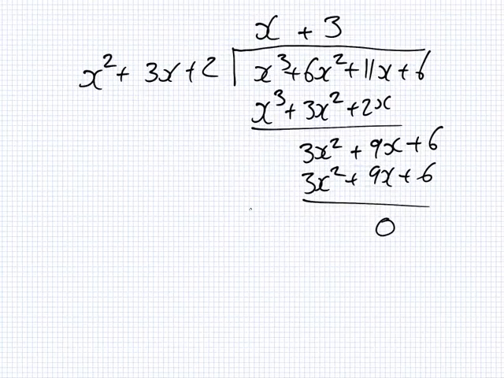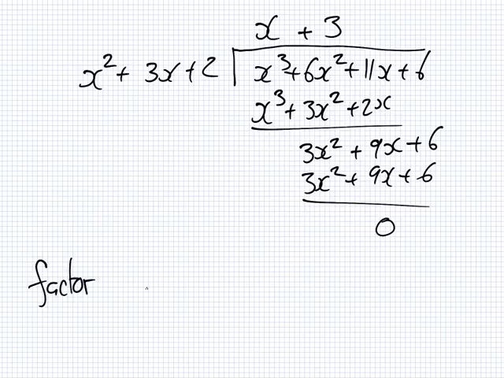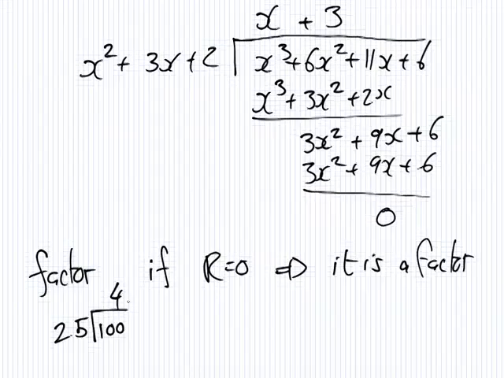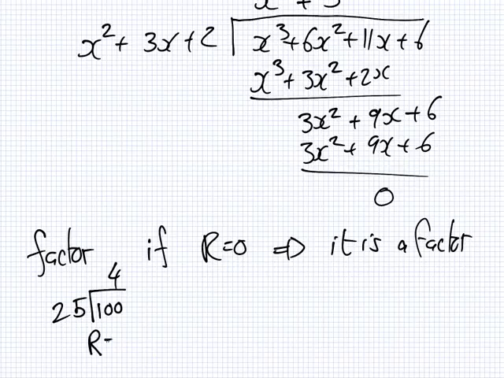Okay. So next, just a little bit of vocabulary. Factor. If the remainder is 0, then we say it is a factor. For example, 25 into 100 goes 4 times, and the remainder is 0.